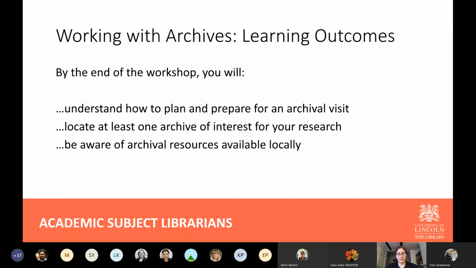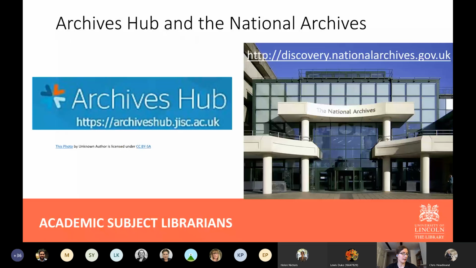So there's a dual focus of the workshops that I've run. First of all, helping students to use discovery tools to find archives that are of interest for their research. And second of all, helping them to prepare for an initial visit to a physical archive, and also making them aware of archival resources that are available to them locally. So if we could go on to the next slide, please.